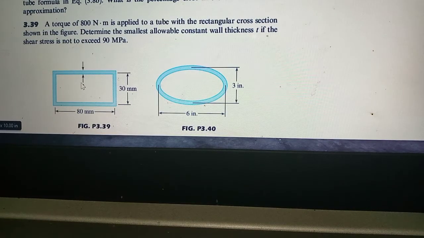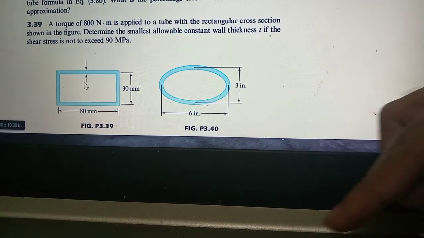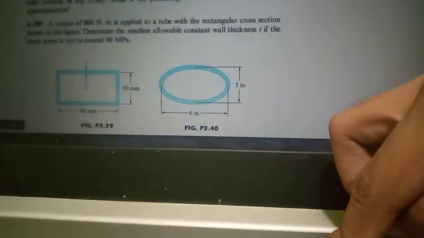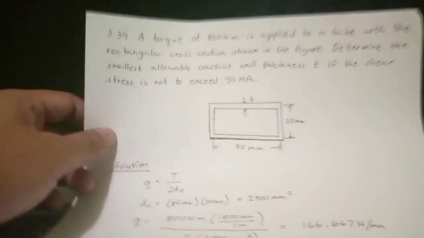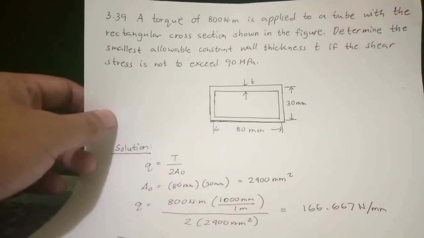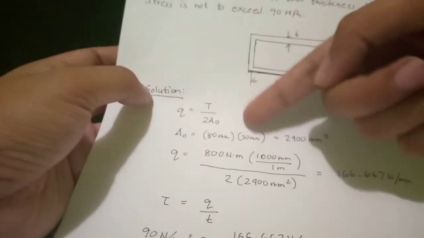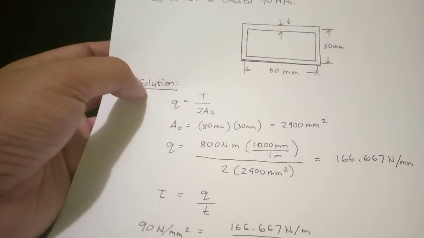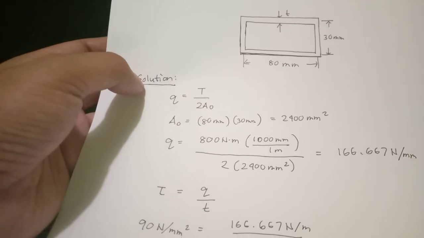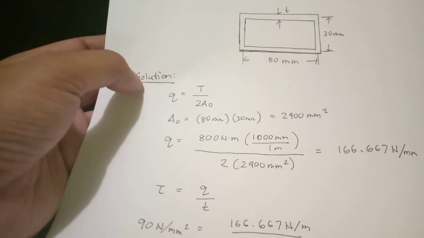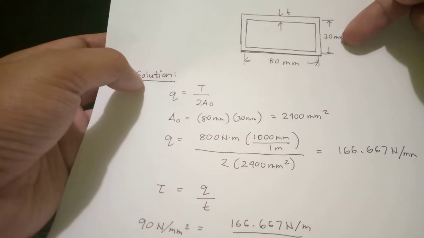So here is the solution. What we are going to determine is the smallest allowable constant wall thickness. We have the formula: q is equivalent to T over 2A sub O, where A sub O is the area.